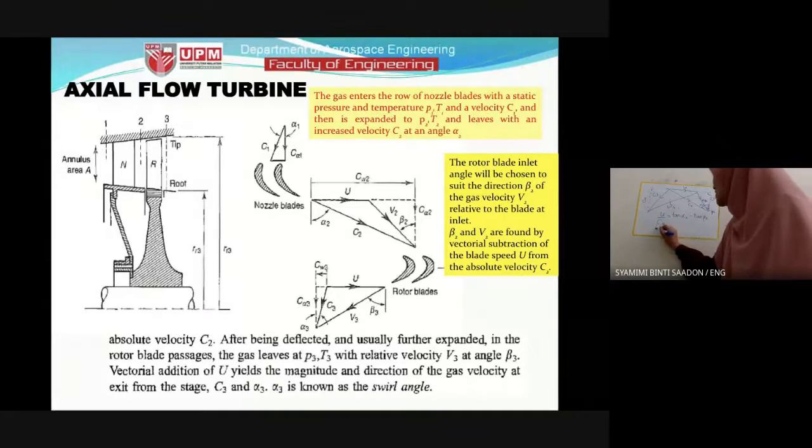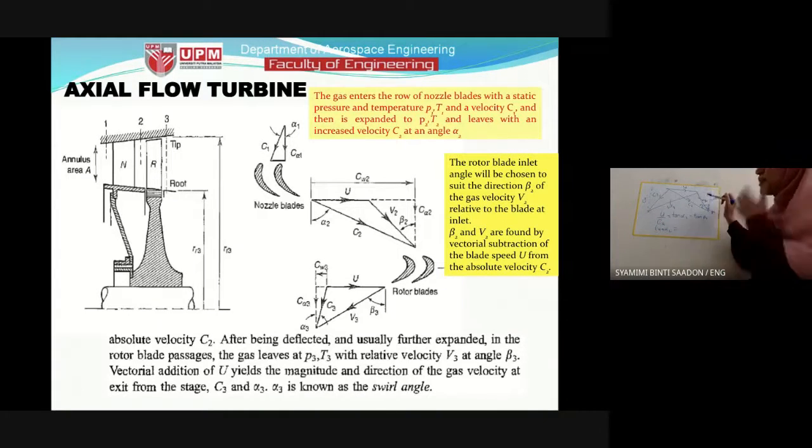So tangent alpha 2, the definition, is CU2 over CA. Tangent beta 2, this one is U over C2... tangent beta 2, this one is CU2.